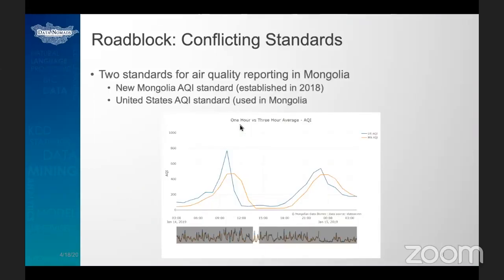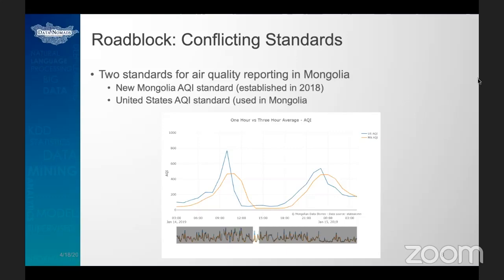So the next roadblock was how do we manage the new Mongolian air quality standard that was established in 2018 and actually implemented in 2019. So the Mongolian Ministry of Environment changed the air quality reporting standard, especially for particulate matter pollution. The biggest difference is they moved from a 1-hour average to a 3-hour moving average. And if you've ever done any smoothing or time series modeling or exponential forecasting, you'll know that as you do weighted averages or moving averages, you tend to smooth trends out.